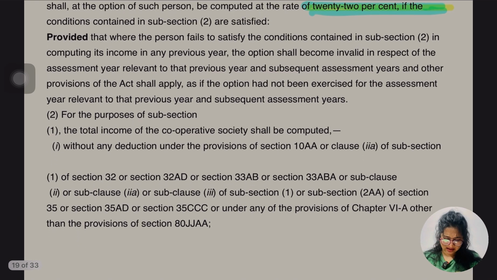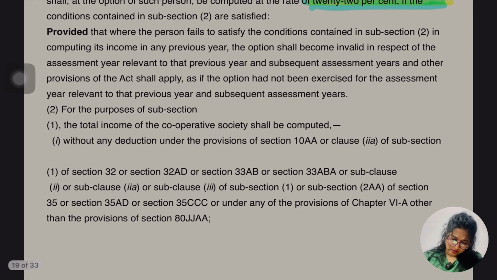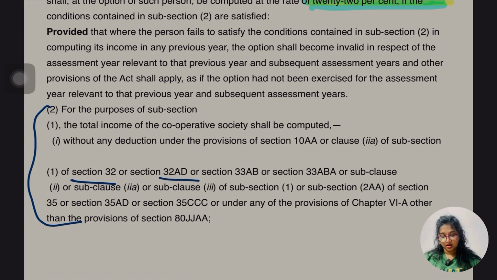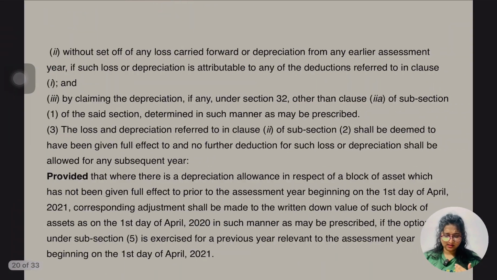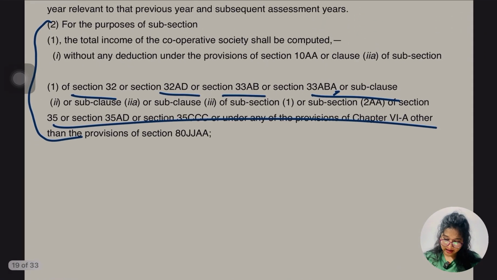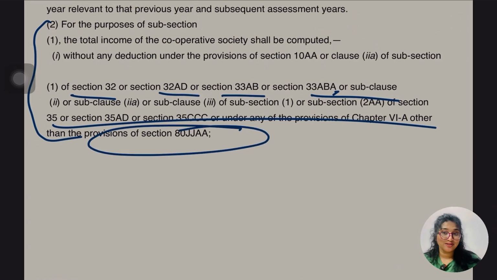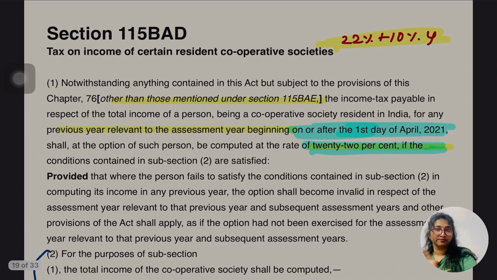Okay, so these are the same things which are mentioned, as I told you, these sections which are not going to be available. Same deductions are not going to be available for 32AD, 32A, 33AB, 33ABA and all. So this is the same thing, with the exception of 80JJAA. It is just like the first section, they are saying the same thing, but the tax rate was 25% in that case.